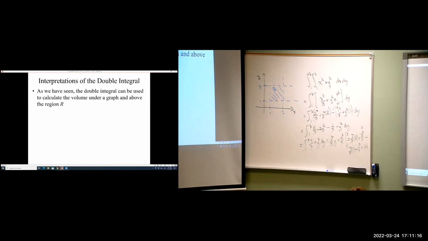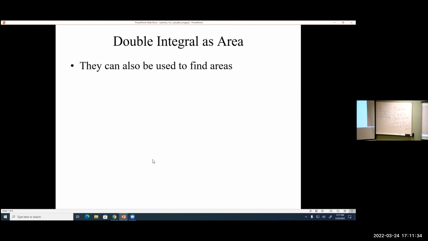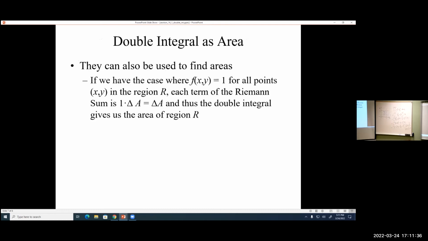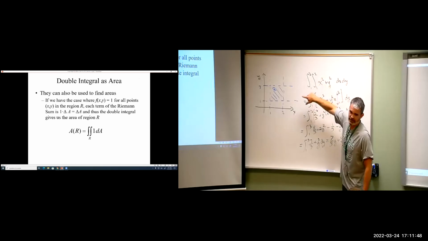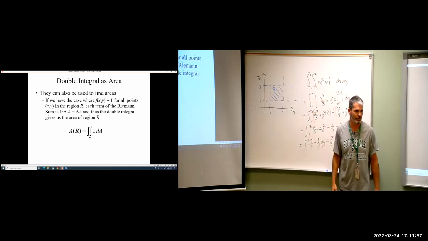So that's one interpretation of the double integral: if we're integrating over a function, we're finding the volume underneath that surface and above the XY plane within the given region. Now, if we let the integrand be 1, then what we're actually calculating is the area of that region. For example, if this was just 1, all this is going to do is calculate the area of that rectangle. Because we're going to have 2 minus 1 times 3 minus 1 for the area of that rectangle, which is 2.